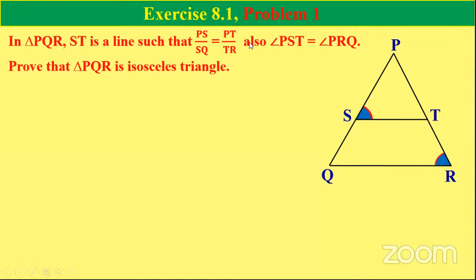In triangle PQR, ST is a line such that PS by SQ is equal to PT by TR. This is given in the question itself. We don't have to prove this. And also two angles are given: angle PST is equal to angle PRQ. Those are the blue colored ones.